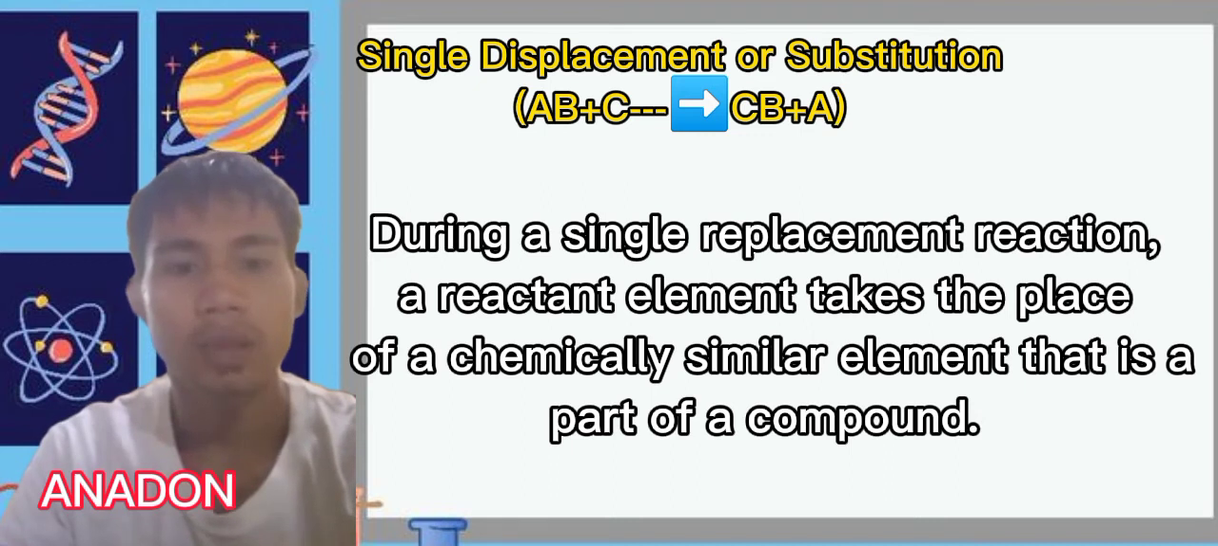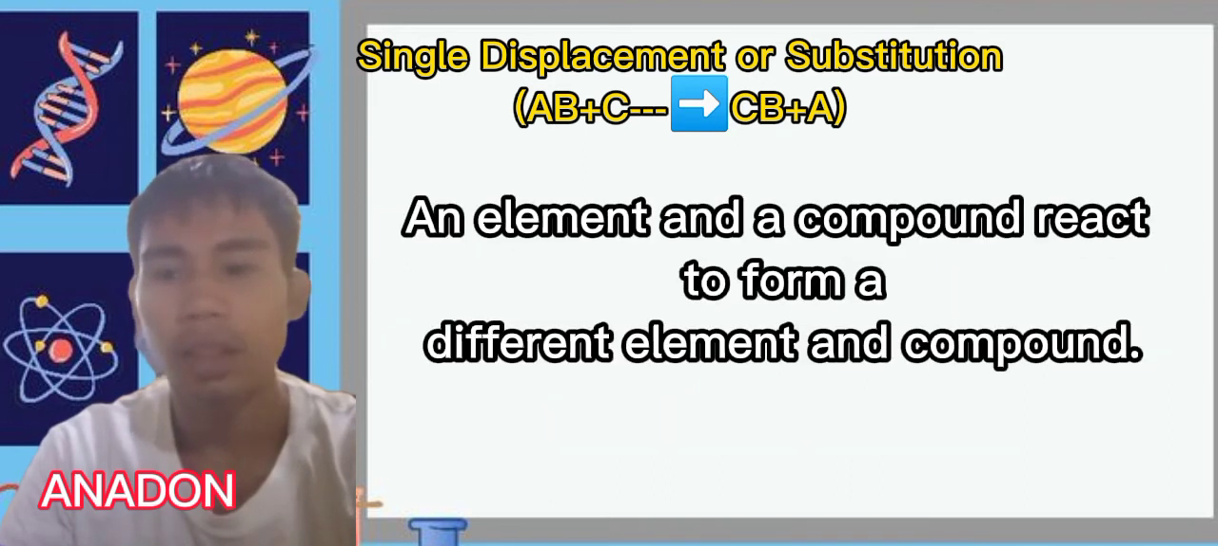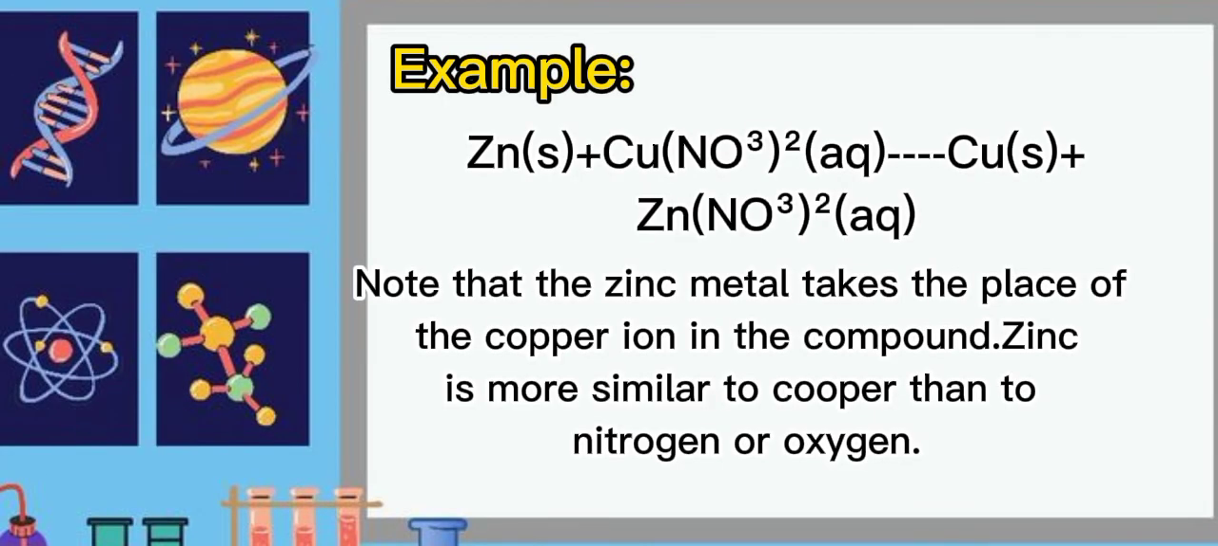Single displacement. During a single replacement reaction, a reactant element takes the place of a chemically similar element that is part of a compound. An element and a compound react to form a different element and compound. Note the zinc metal takes the place of the copper ion in the compound. Zinc is more similar to copper than to nitrogen or oxygen.